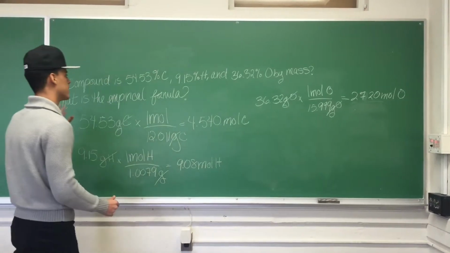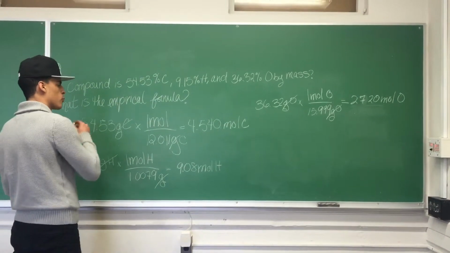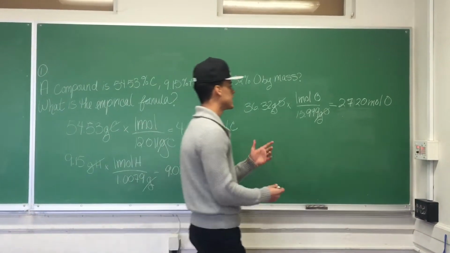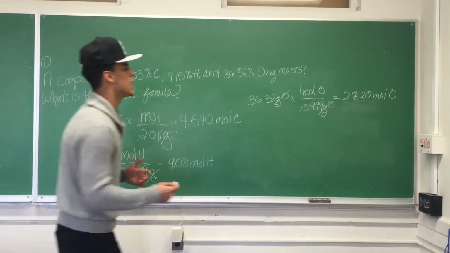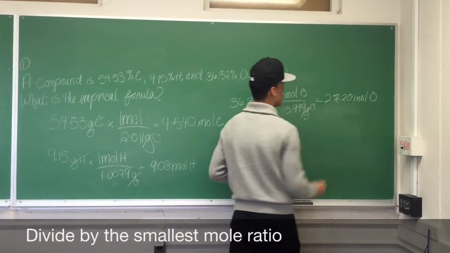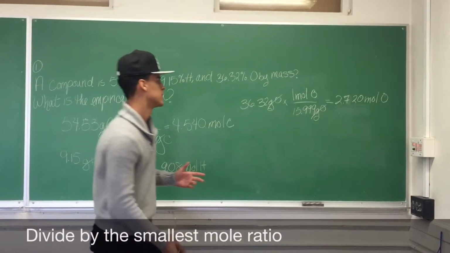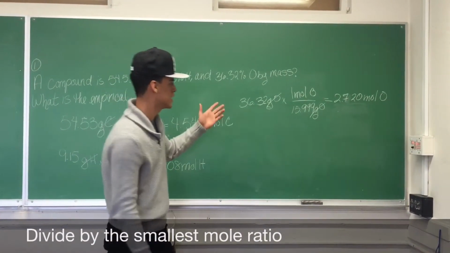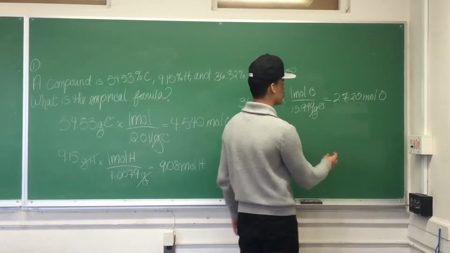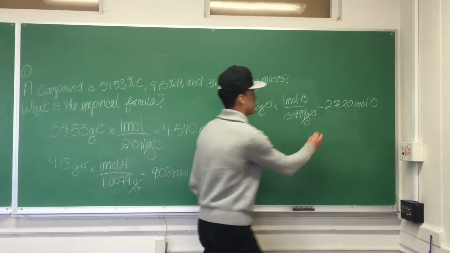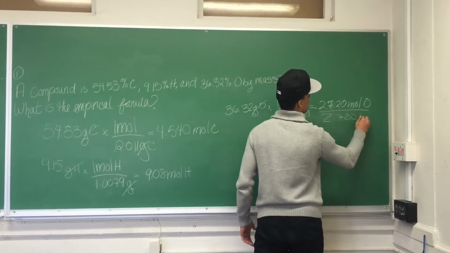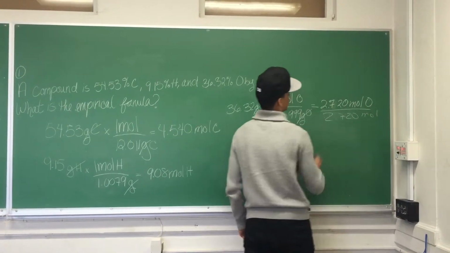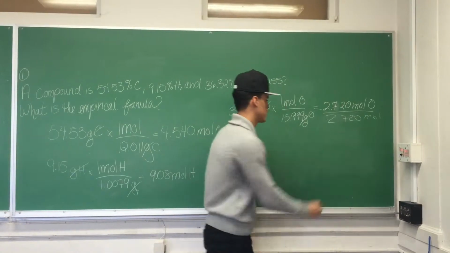Once you have converted the mass from grams to moles, now we're going to have to find the empirical formula. How do we do that? We're going to divide by the smallest amount of moles that we have. So the smallest amount we got is of oxygen. We have 2.720 moles, so we're going to divide that by 2.720 moles of oxygen. When you do that division, you're going to get 1.